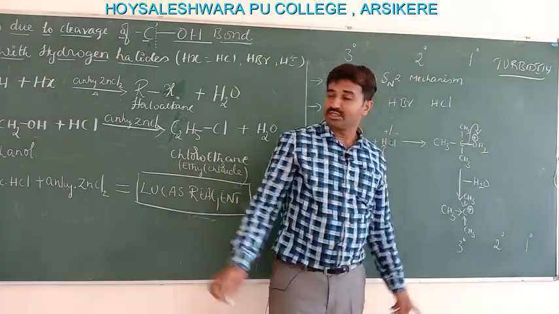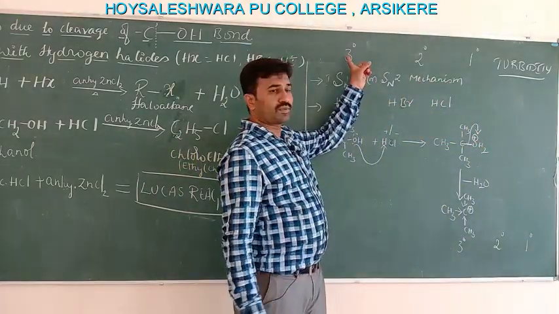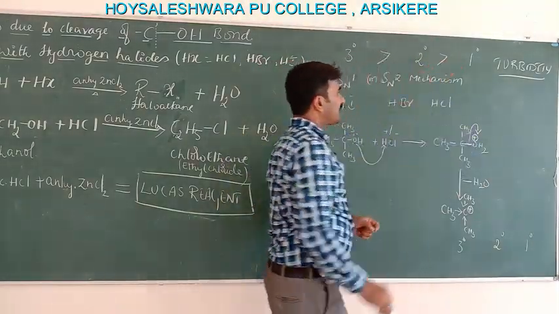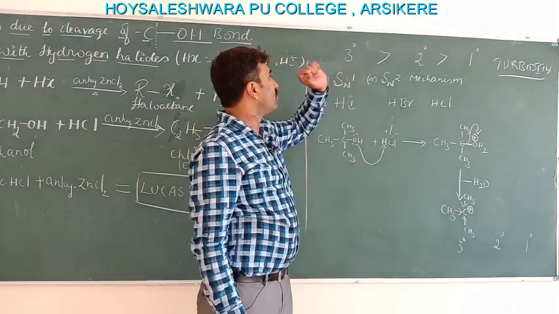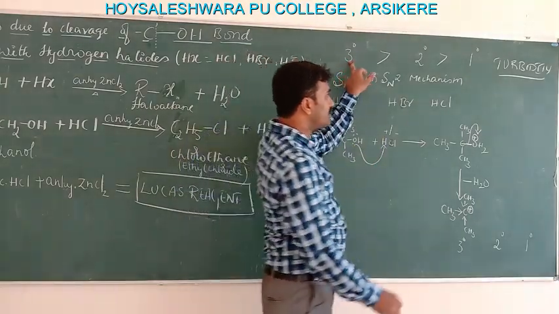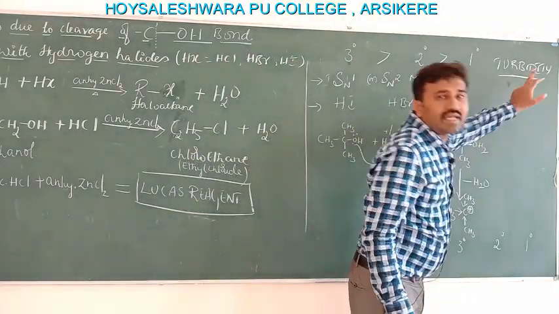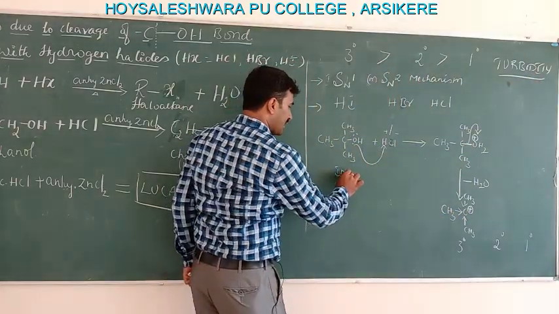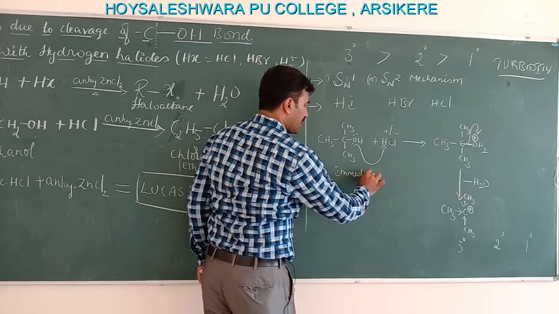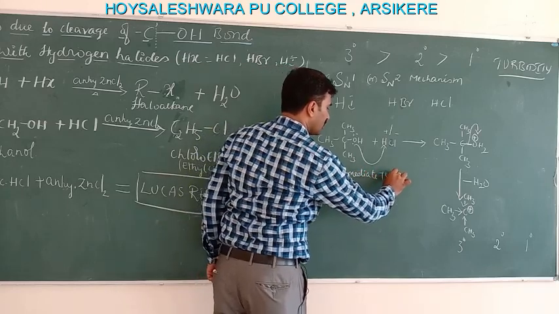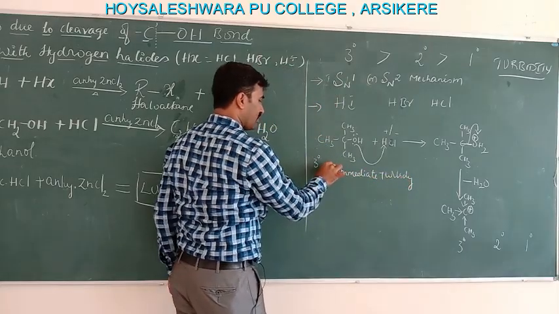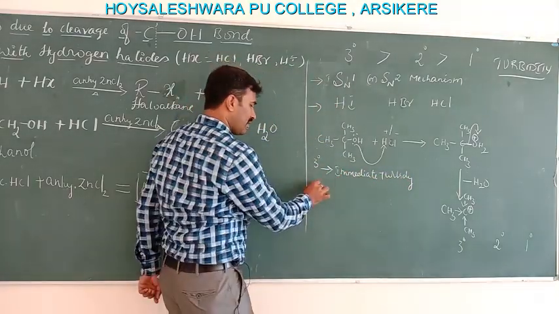Therefore, towards this reaction, tertiary is more reactive than secondary. Secondary is more reactive than primary. Therefore, tertiary alcohol forms immediate turbidity. Immediate turbidity is formed by which alcohol? That is tertiary alcohol. Tertiary alcohol forms immediate turbidity.